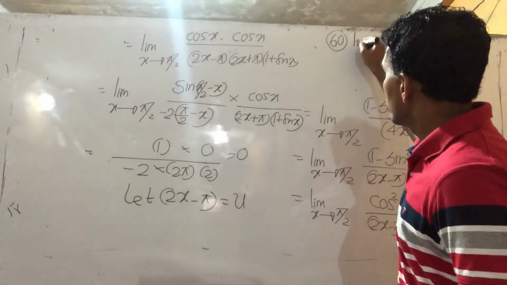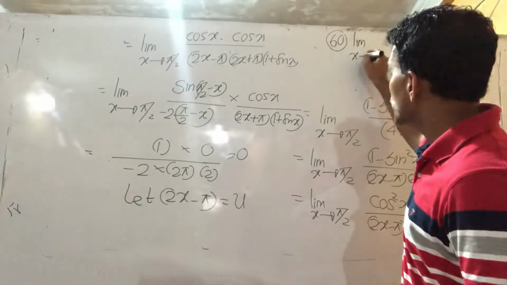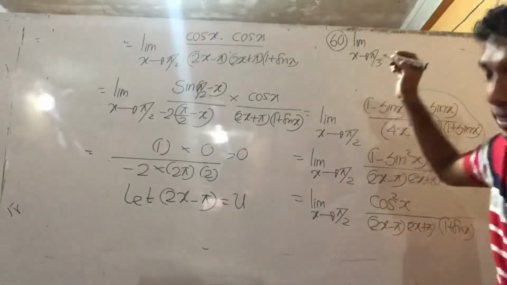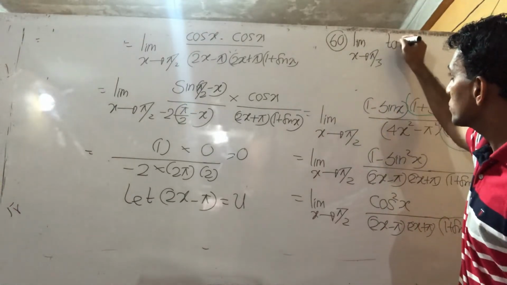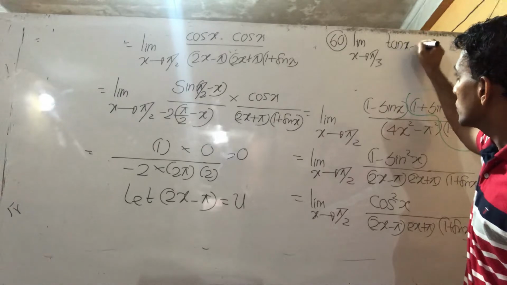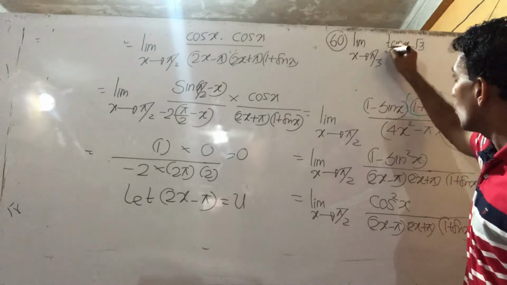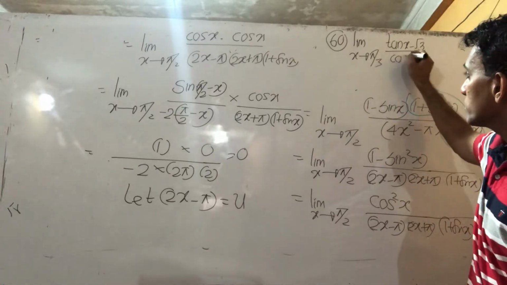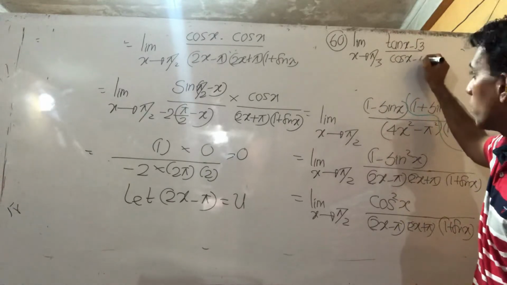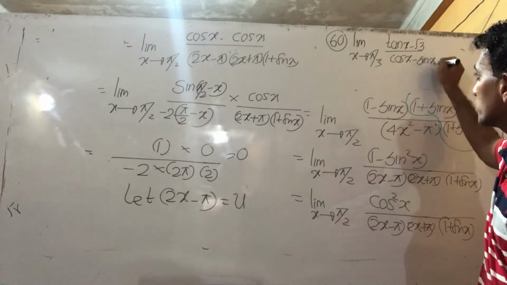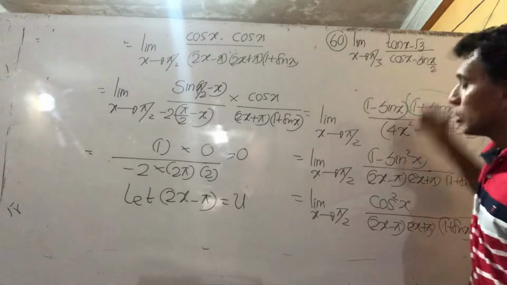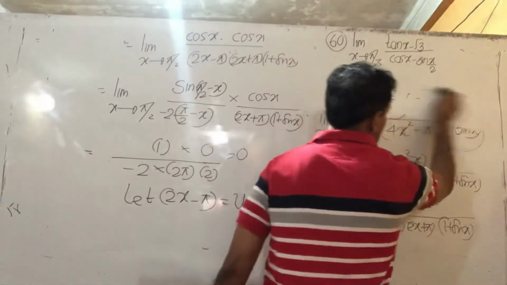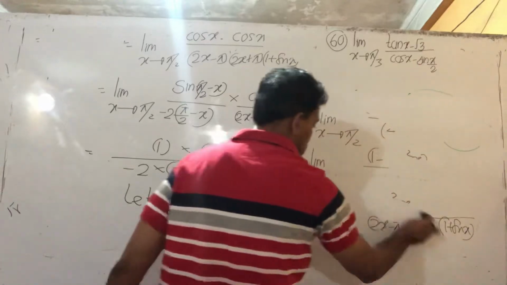Limit as x tends to pi by 3, a very important question: tan x minus root 3 over cos x minus sin x by 2. Okay, when x tends to pi by 3, what is the answer of this? Check whether it's a direct substitution.